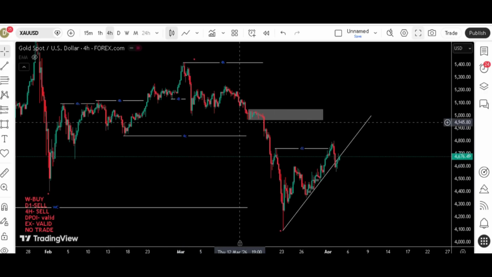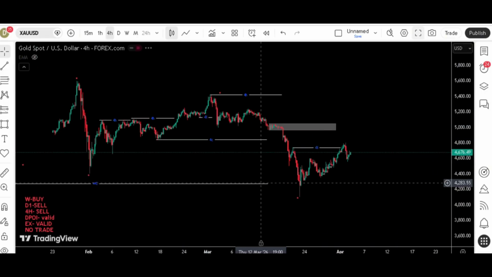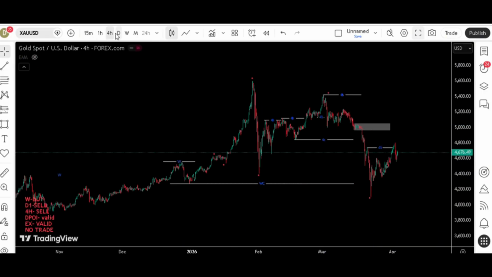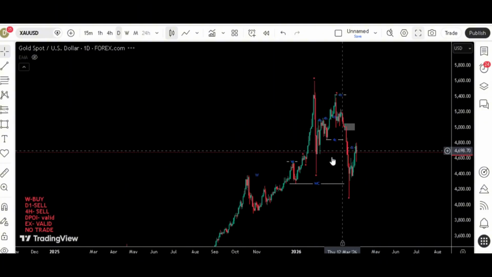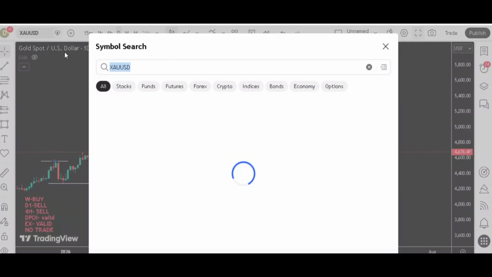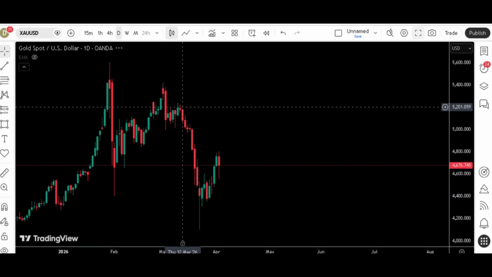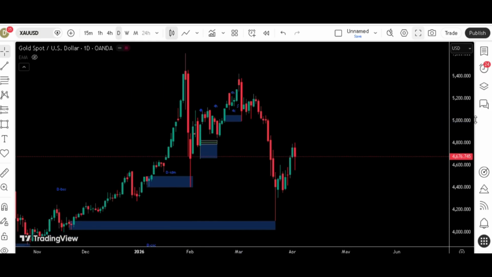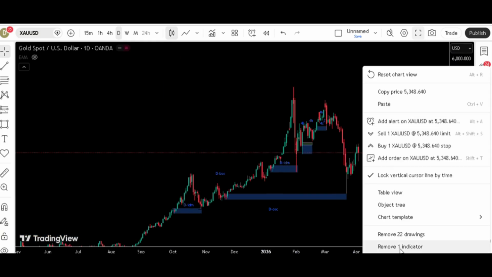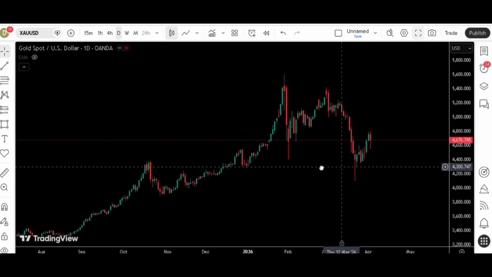XAUUSD. You can see I had some markup on XAUUSD, but I would like to do it afresh. Let's use another chart. I have the markup already here, but let's do it afresh in order to avoid confusion.